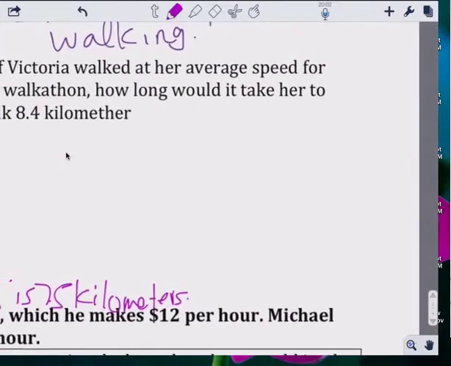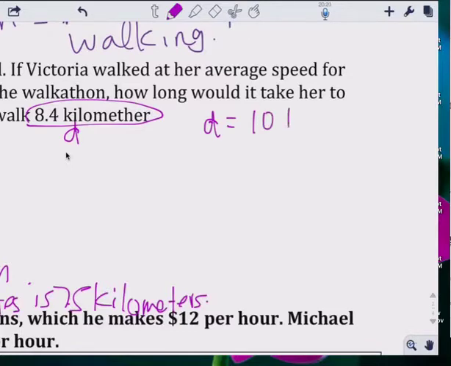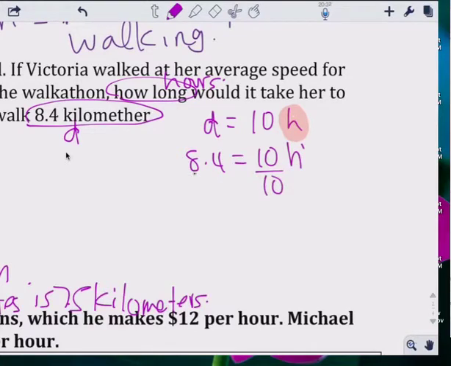If Victoria walked at her average speed for the walkathon, how long would it take her to walk 8.4 miles? Okay, so we know this is the distance they give you. So distance equals the rate of 10 times the number of hours. How long they want, how many hours it takes her to walk that far. So in this case, H is missing. So we got 8.4 equals 10 times H, divide by 10, divide by 10. That is 84.